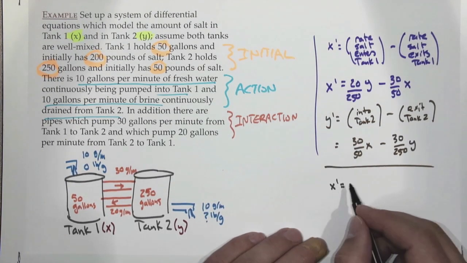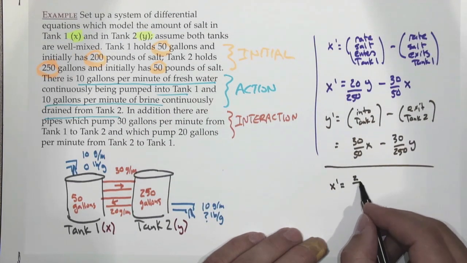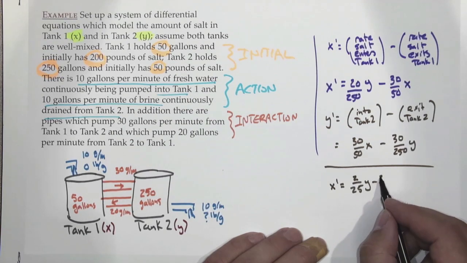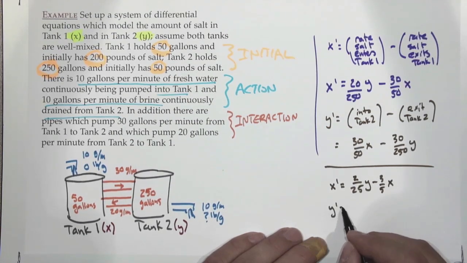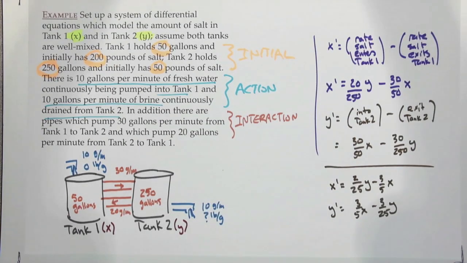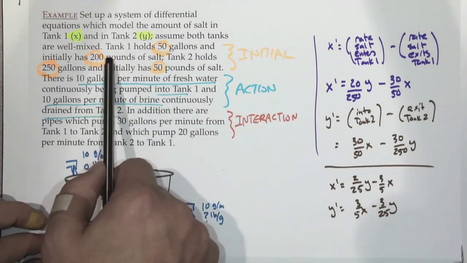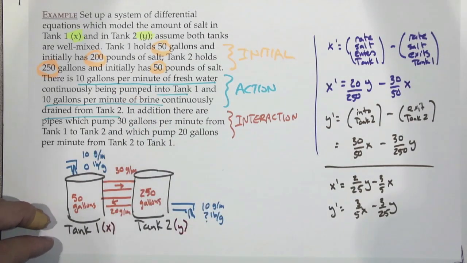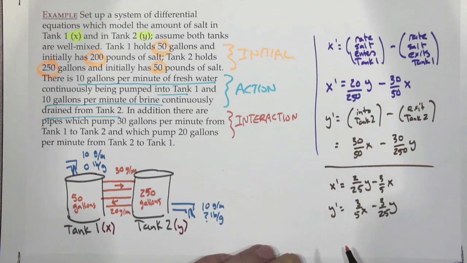Okay, so I'll just clean this up by saying that we can cancel some zeros. X prime equals 2 over 25y minus 3 over 5x. Y prime equals 3 over 5x minus 3 over 25y. Is there anything else we need to add? And what is it? The initial values. So, they gave us information about how much there was initially. So that, if we were going to go through and solve it, which we're not, because we don't have the tools, we could probably bluff our way through it. But for now, we'll just say the initial values.